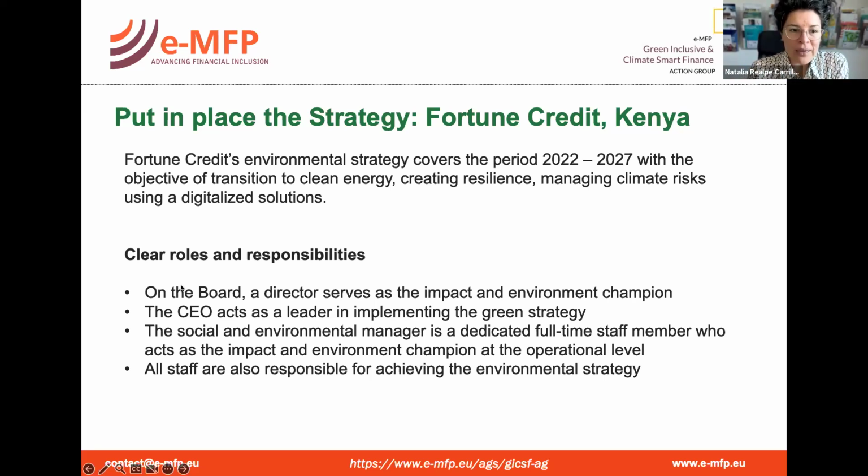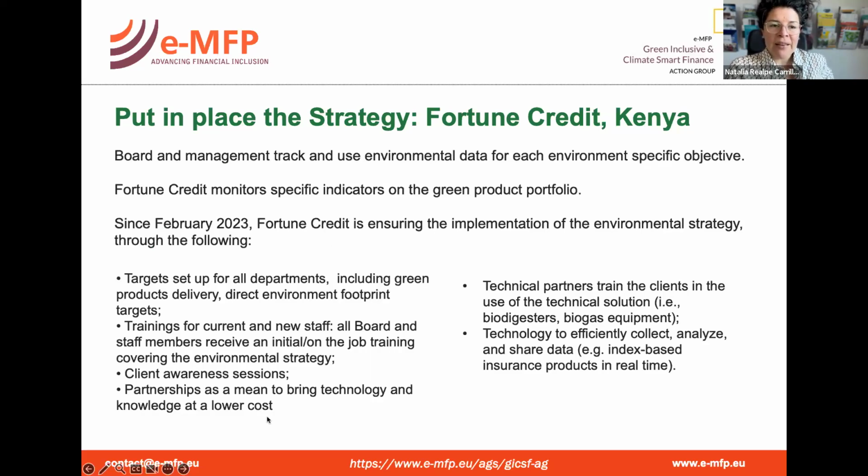So the roles are: on the board, a director serves as the impact and environment champion, the CEO as leader implementing the green strategy. They have a social and environmental manager, a dedicated full-time staff member who acts as the impact and environment champion at the operational level, and all staff are responsible for achieving the environmental strategy. How are they putting this in place?